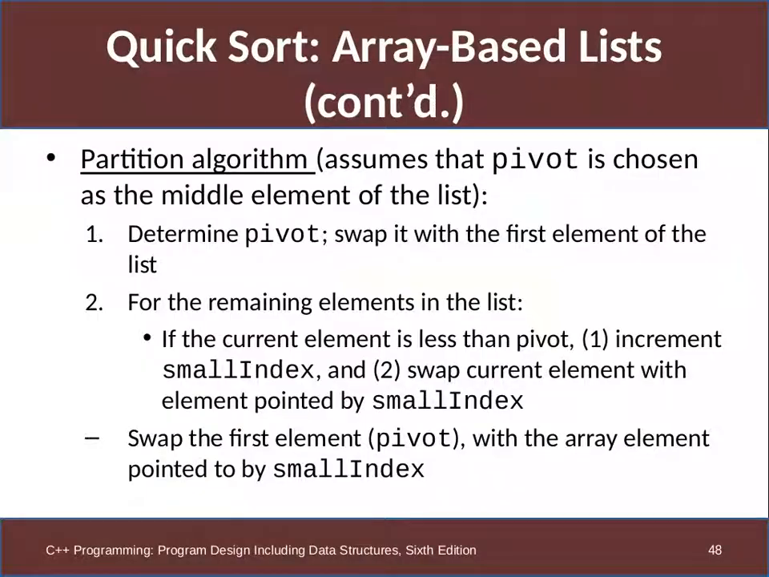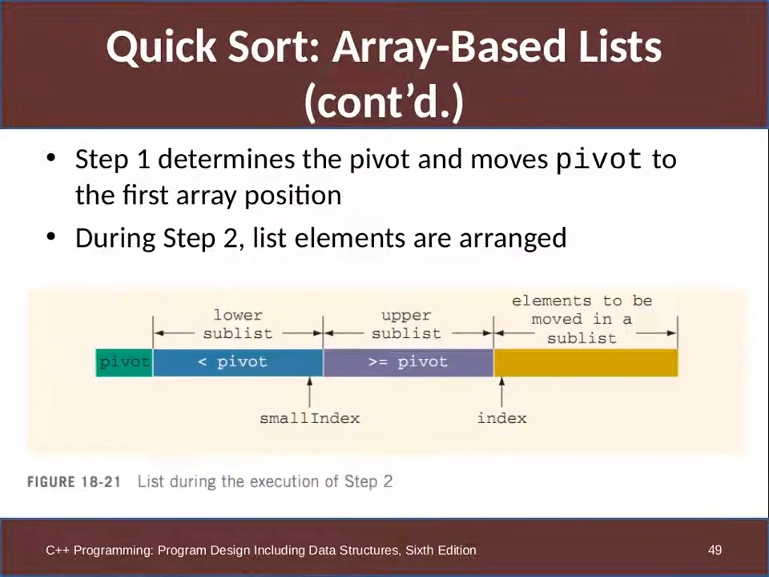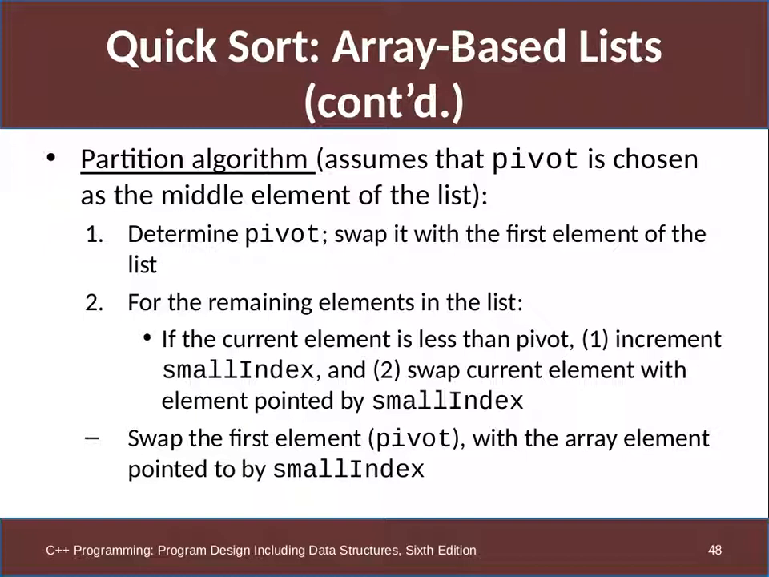All right. Then the next step is that for each remaining element, if the current element is less than the pivot, increment small index, and swap the current element with the element pointed to by small index. Swap the pivot with the array element pointing to the small index. Wow, that was kind of confusing.